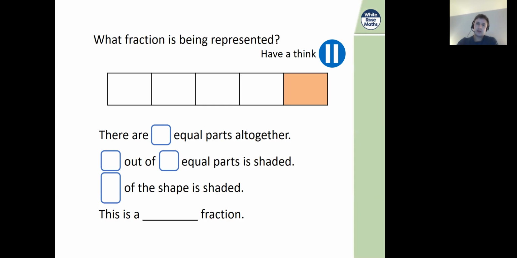Okay, let's have a think about that. See if you can fill in those blanks before we start. How many equal parts altogether? Well, we have 5 altogether. 1 out of 5 equal parts is shaded, and as a fraction, 1/5 of the shape is shaded. Now, is that a unit fraction or a non-unit fraction? Well, the numerator is 1, so that is a unit fraction.